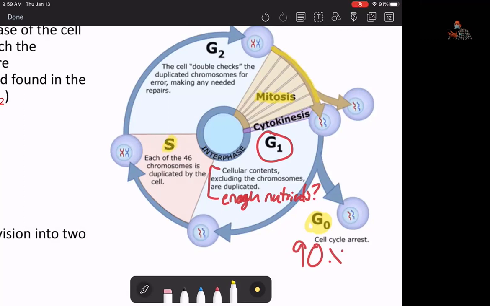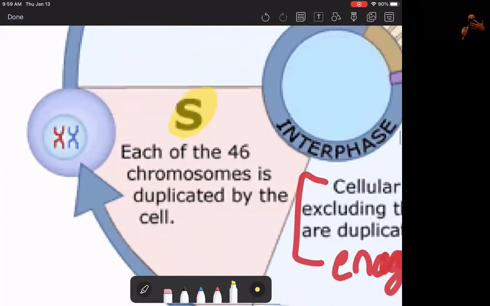Moving on, if we feel good, and we do need another copy of this cell, we're going to go from 1 cell to 2 cells. We take a very important step, S phase. This is the duplication of DNA. You start with 46 total chromosomes. You will duplicate exact copies of each of those.